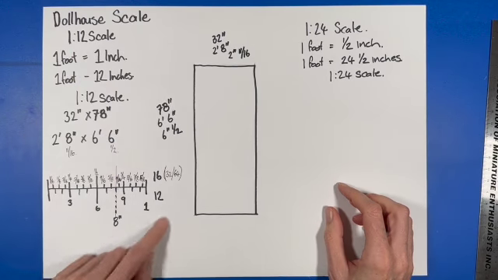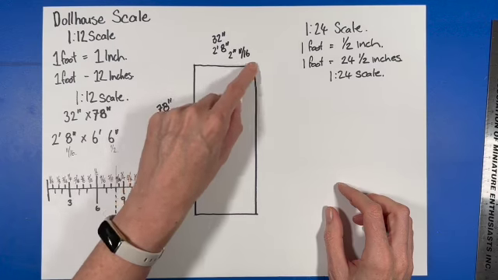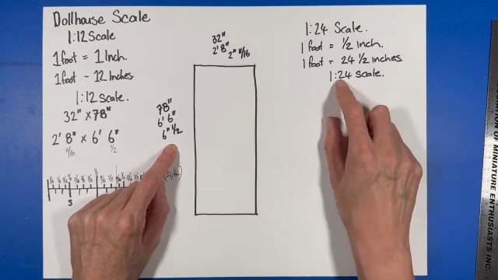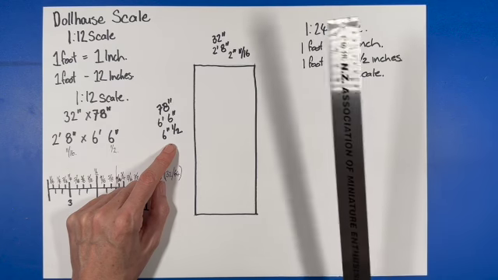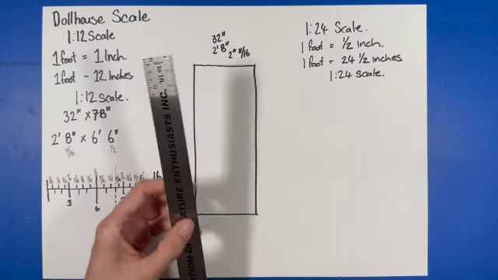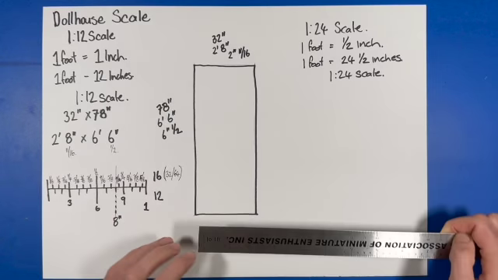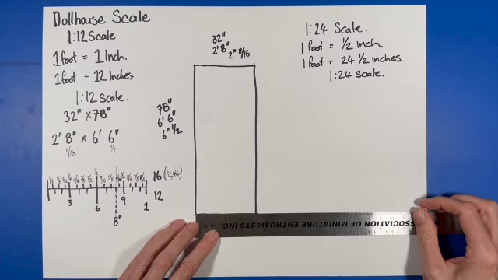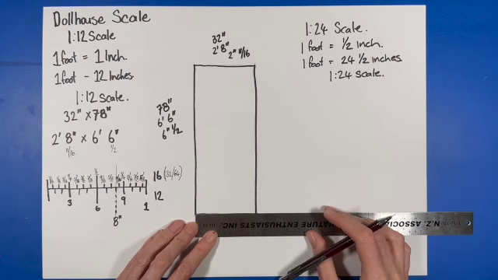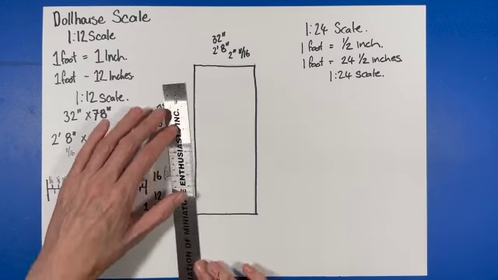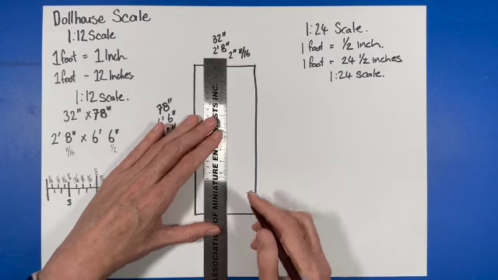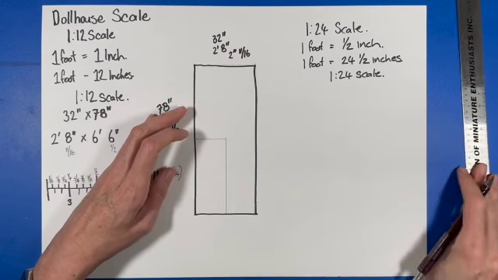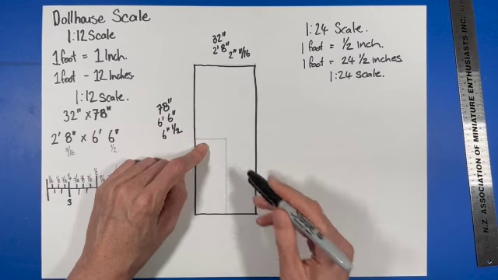And so basically what we've got here is half the size of 1/12. So any of our measurements that we've got here, as we've broken them down, all we need to do is halve them to get our 1/24 scale. Luckily my ruler has been broken down into half scale, so all I need to do is put 2 feet 8 inches across the bottom, so it's half of the width, and then it's also half of the height. So then this is what our half scale looks like.